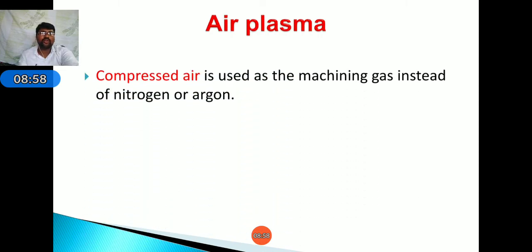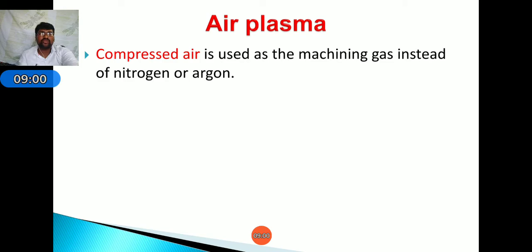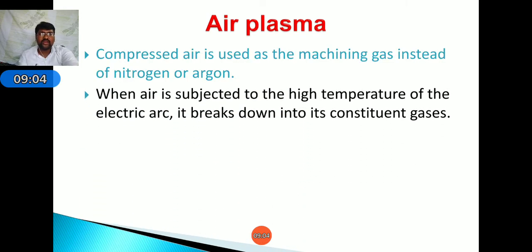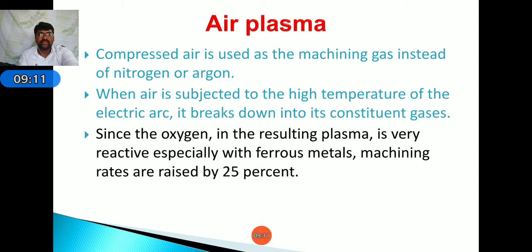Next, coming to air plasma. Here, compressed air is used as the machining gas instead of nitrogen or argon. When air is subjected to the high temperature of the electric arc, it breaks down into its constituent gases. Since the oxygen is present, the resulting plasma is very reactive, especially with ferrous metals, giving machining rates higher by about 25%.